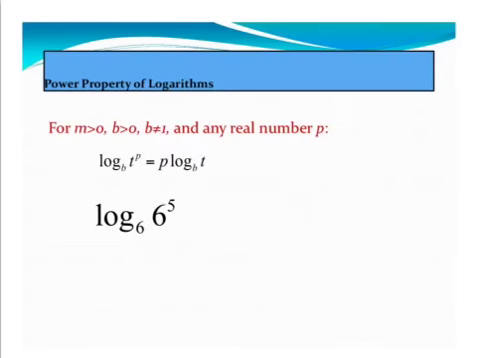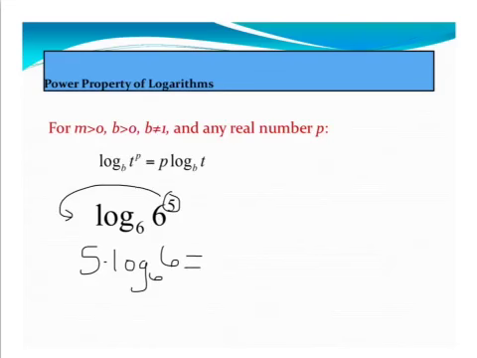Alright, so power property of logarithms. Basically what this one states is that we can move an exponent here, like this 5, out to the front of the log. So what we'd have is 5 times log base 6 of 6. And remember, log base 6 of 6 is 1, so we have 5 times 1, which gives us 5. Now it's not always going to work out that way, but we can always move that 5, that exponent, out to the front of the log.